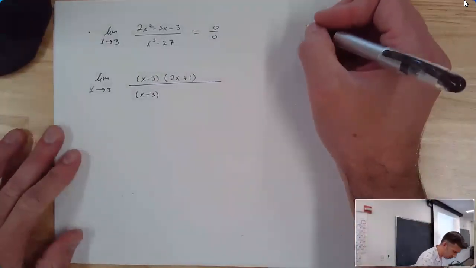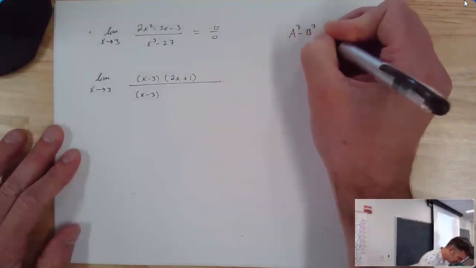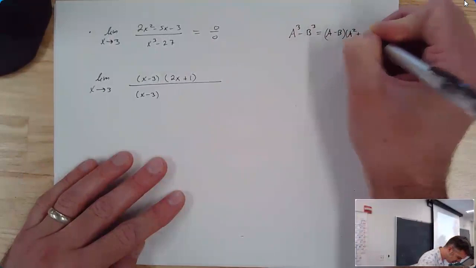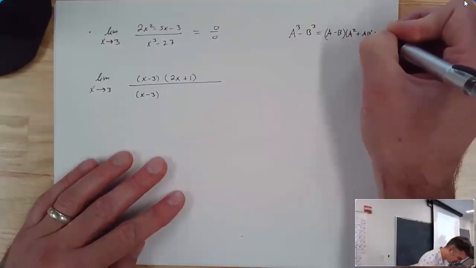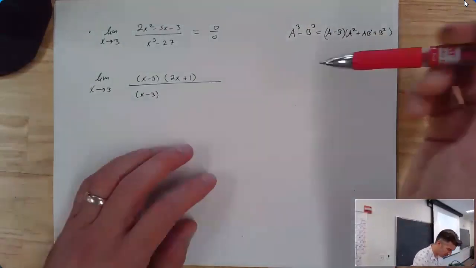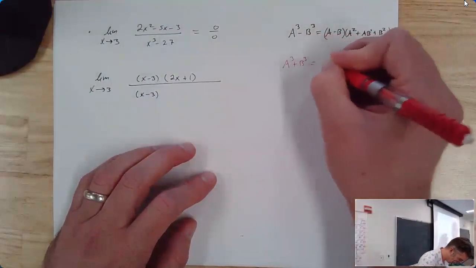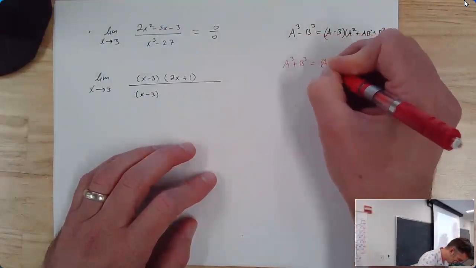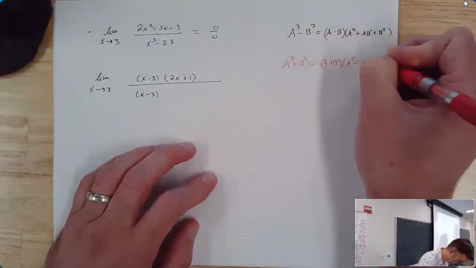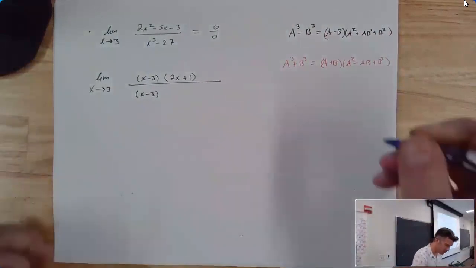I would like to show you all this real quick. If you have a cubed minus b cubed, it's going to be a minus b times a squared plus ab plus b squared. And if you have a cubed plus b cubed, you can factor a sum of cubes as well. It's a plus b times a squared minus ab plus b squared. There is an acronym for this called SOAP.